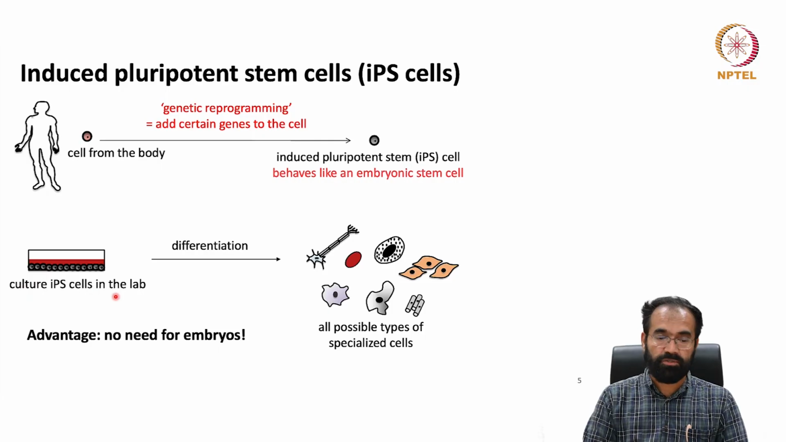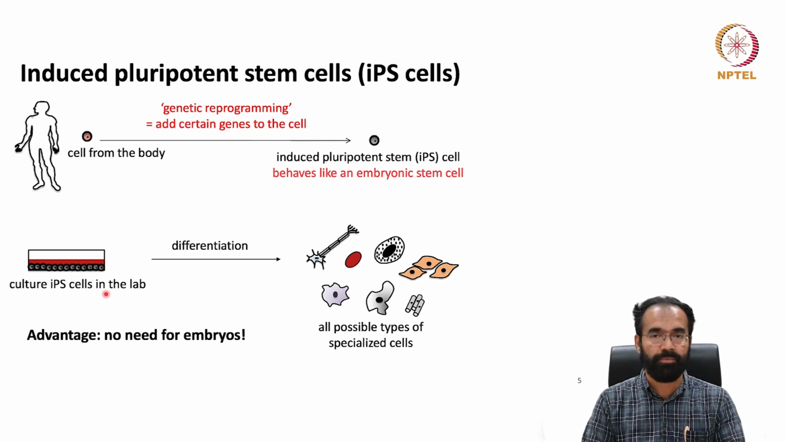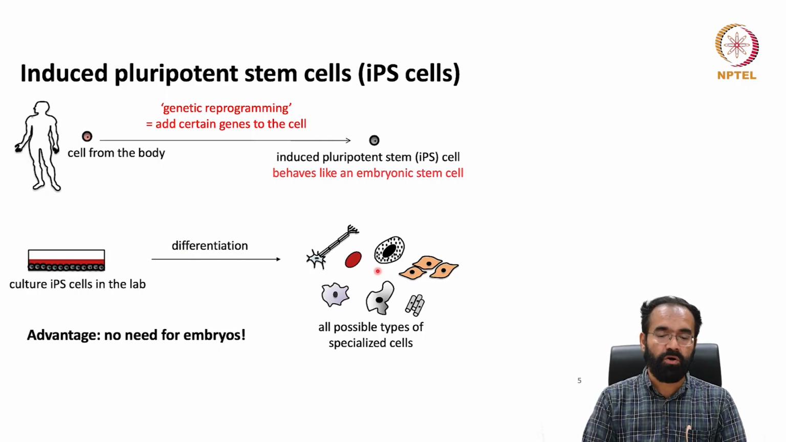And the culturing requirements to grow an embryonic stem cell are needed for these pluripotent cells also. To culture iPSC in the lab, you need a feeder layer, you need a leukemia inhibiting factor, etc. And they can be pushed into differentiation into neurons, muscles, or fibroblasts itself, or maybe some other specialized gland cells, etc. All possible types of specialized cells can be made from these so-called iPS cells, which mimic the embryonic stem cell.